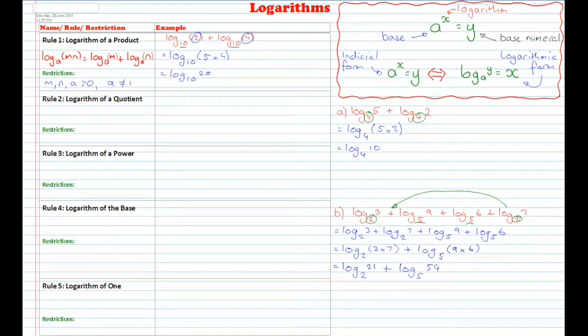So you get log base 2, 3 plus log base 2, 7 plus log base 5, 9 plus log base 5, 6. Now as you can see, I've got my 2 and my 2 together, so I just do log base 2, 3 times 7 and log base 5, 9 times 6, as you can see here, because my 5s and 5s are right next to each other as well. So log base 2, 3 times 7, well 3 times 7 is 21, and 9 times 6 is 54, so you end up with an answer of log base 2, 21 plus log base 5, 54, and you cannot combine these because the bases are different, as you can see here.